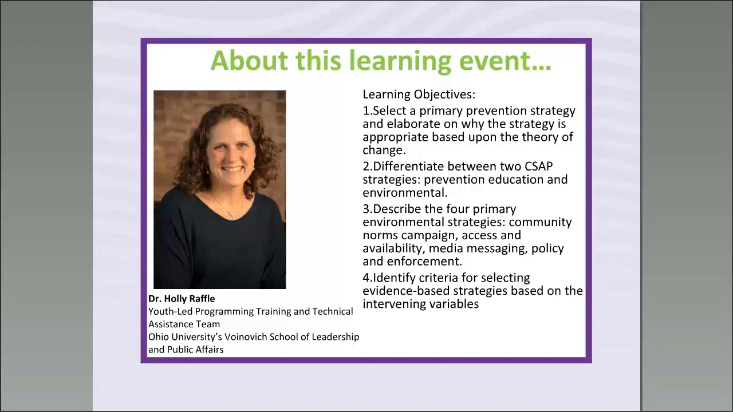The learning objectives for today's event are for Ohio Adult Allies to be able to: 1. Select a primary prevention strategy and elaborate on why the strategy is appropriate based upon the theory of change. 2. Differentiate between two CSEP strategies, prevention, education, and environmental. 3. Describe the four primary environmental strategies, community norms campaign, access and availability, media messaging, policy and enforcement. And 4. Identify criteria for selecting evidence-based strategies based upon intervening variables.